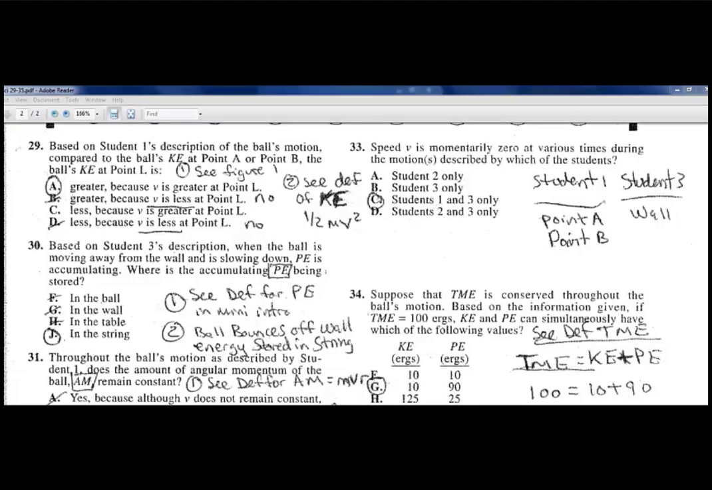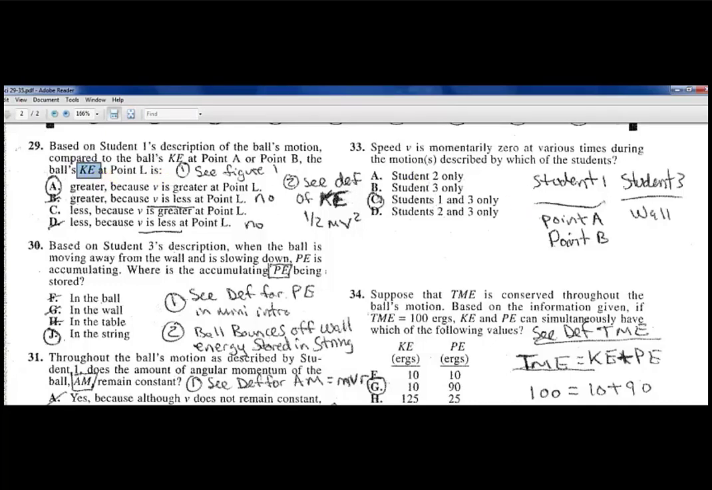Test 68C, Science, Practice Problem number 29. Number 29 states, based on student 1's description of the ball's motion compared to the ball's kinetic energy at point A or point B, the ball's KE, kinetic energy, at point L is what? First things first, we need to know what KE is. Make sure that you understand this.